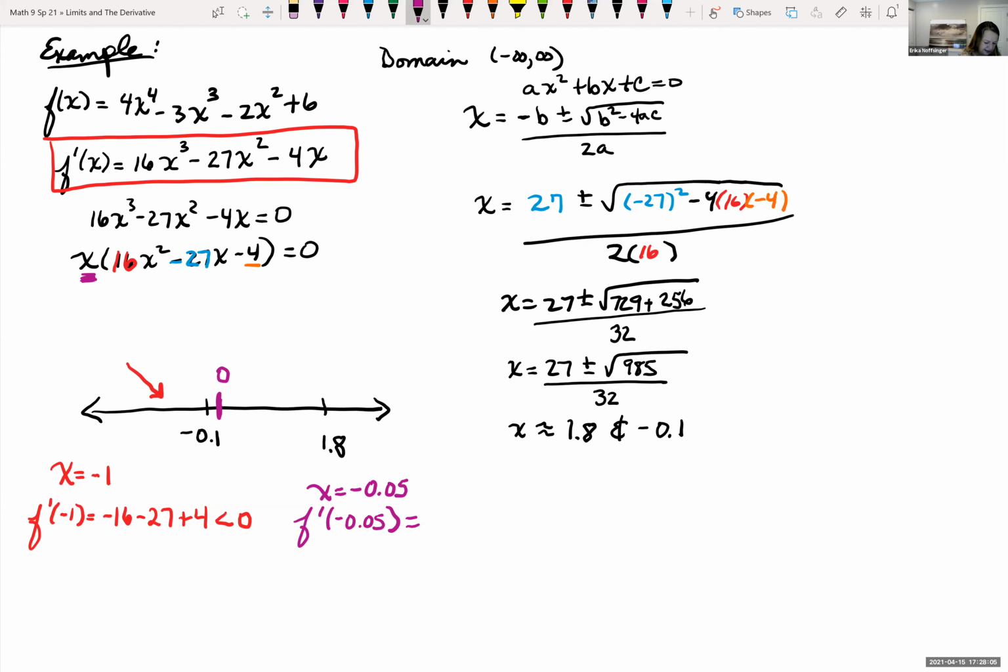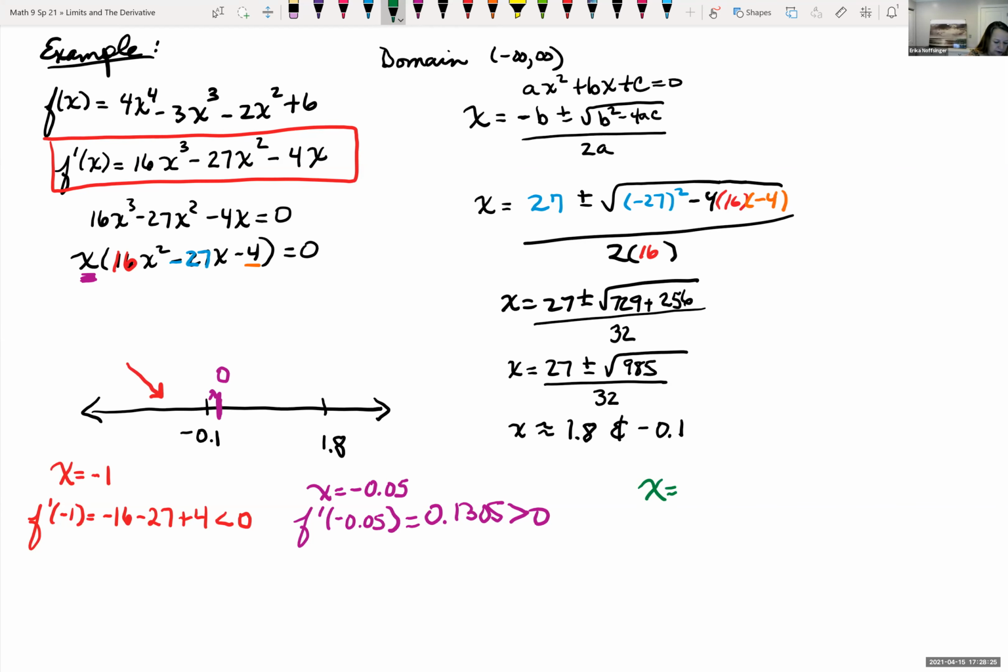I get back 0.1305. So this is greater than 0. So it's increasing just a teeny tiny bit in that little area. So now choose something between 0 and 1.8.